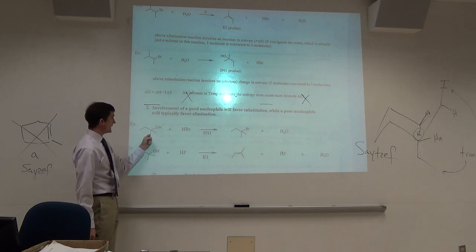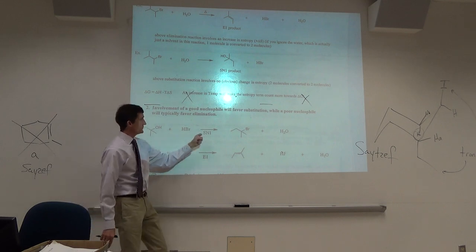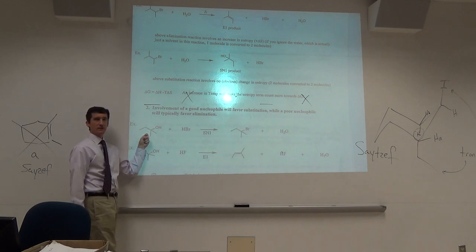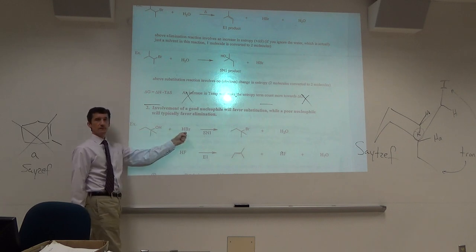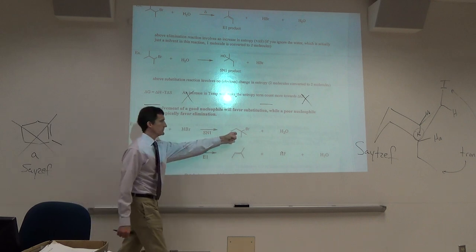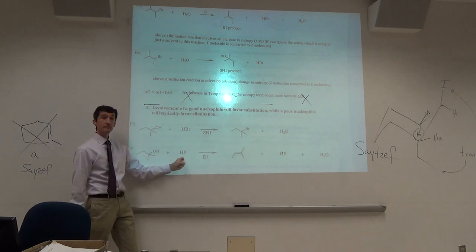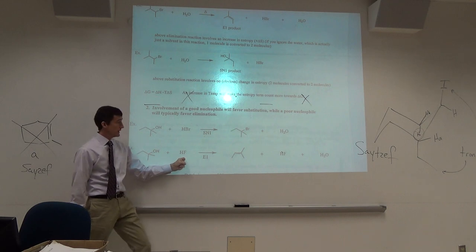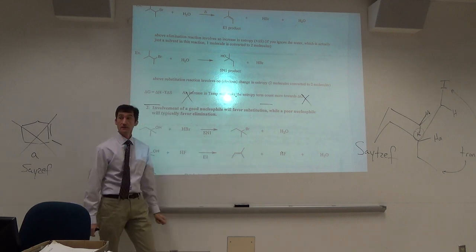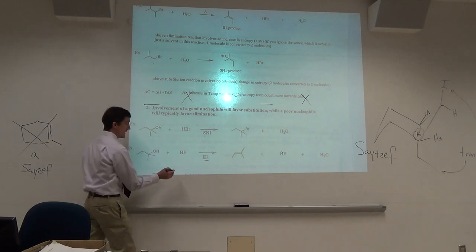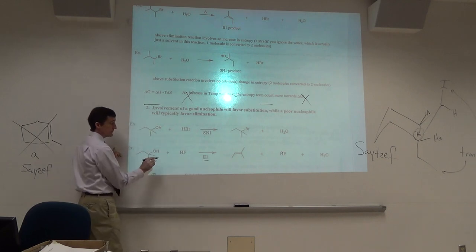For example, you take this alcohol with HBr, you can get a substitution. This is just like we did in lab, shaken not stirred, except we used HCl instead of HBr. So you got substitution. But if you take this same alcohol and react it with HF, you're going to get the alkene by an E1 mechanism. And I'll walk you through the mechanism.